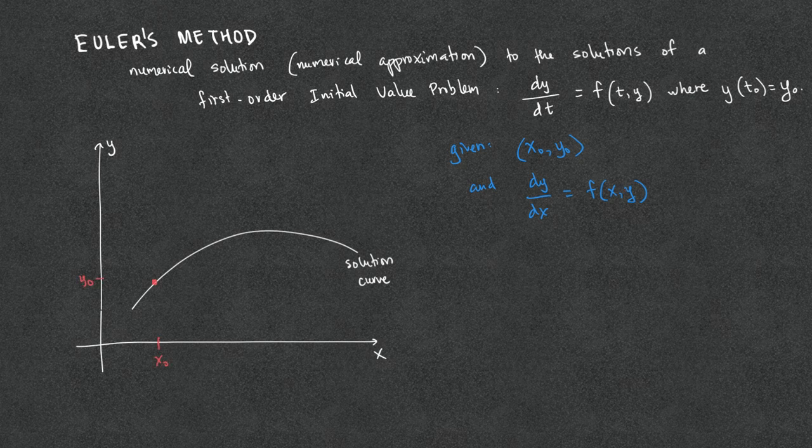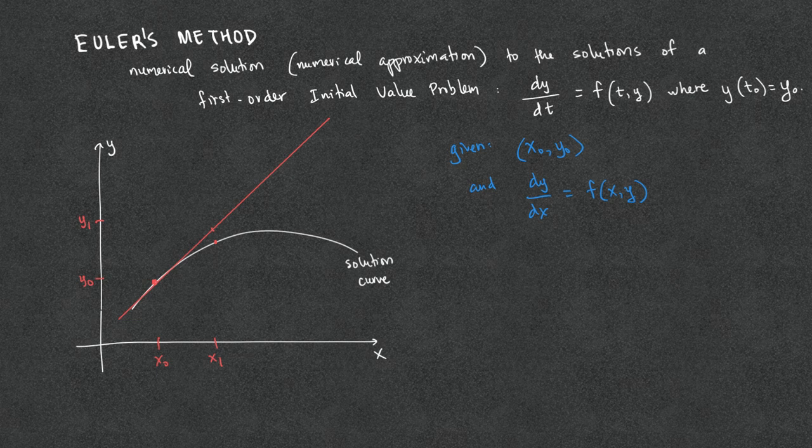So we start with the point (x0, y0), and using the derivative, which is the slope, we draw the tangent line at this point. We then pick another x value, x1, and we use the equation of the tangent line to estimate y1. But this is an estimate. Remember, y1 should be on the solution curve, so there is an error there.